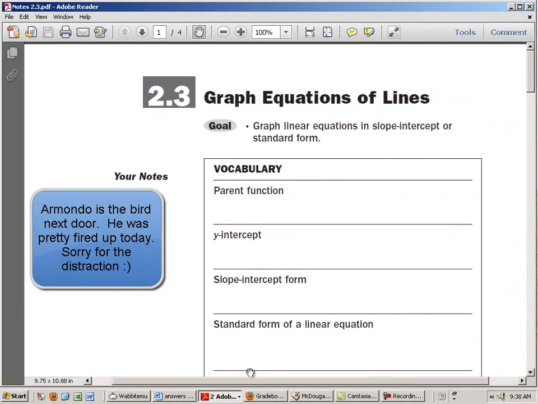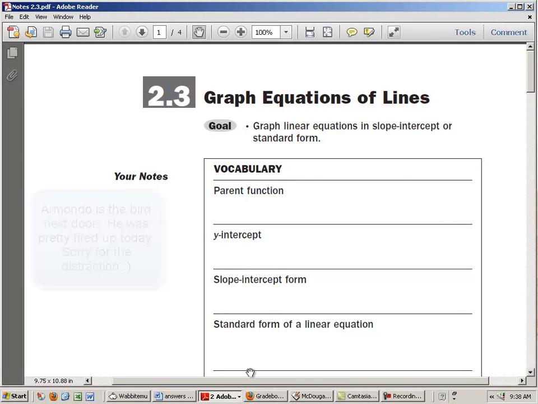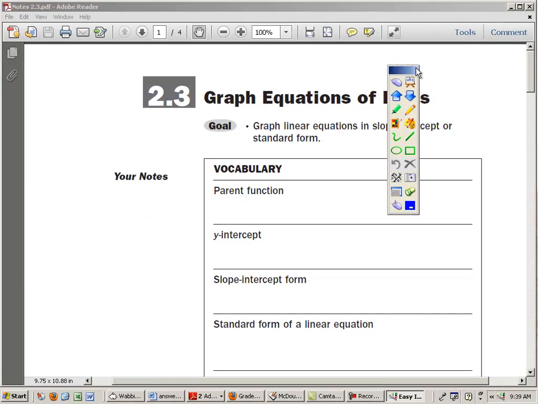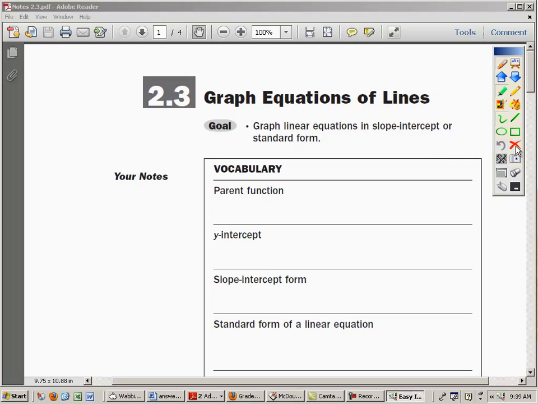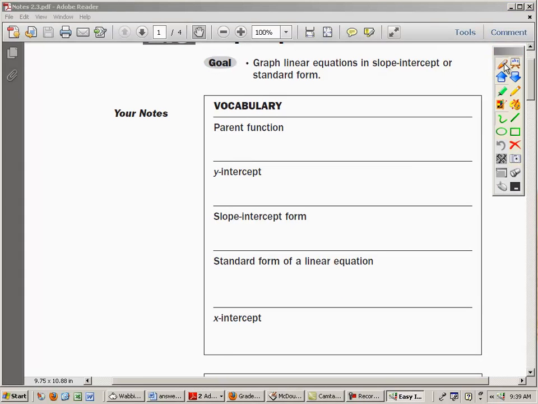Welcome to lesson 2.3 on graphing equations of lines. Today we're going to be talking about how do you graph a line that is in slope-intercept form and standard form. And so we're going to be taking a look at a couple different ways to graph lines. Before we do that though, let's get into some vocabulary.